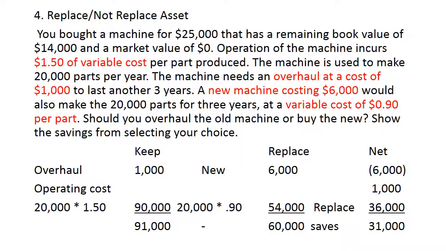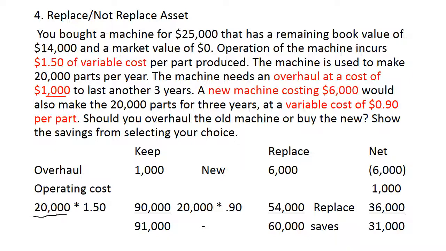When you operate this machine, it costs you $1.50 in variable costs per part produced. So the machine is going to be producing 20,000 units per year, and that is going to be relevant. In order for this machine to function for another 3 years, you need to invest $1,000 in it. So that is going to be relevant.